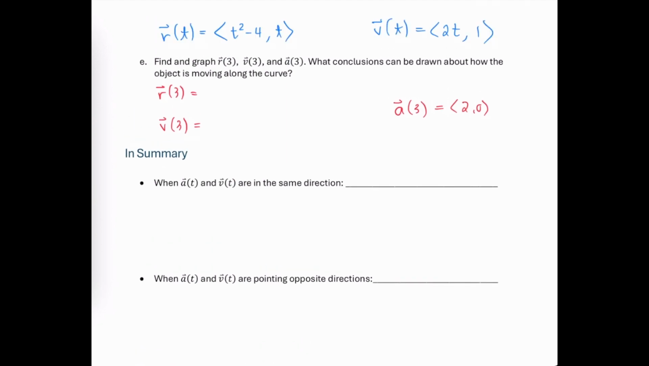So here we have our position and our velocity vectors. As a reminder, we'll plug 3 into the position vector and we'll get the output that is 3 squared is 9 minus 4 is 5, and then 3 is the y component of that position vector. When we plug 3 into the velocity vector, we're going to get 6, 1, and then of course again the acceleration is still that constant 2, 0.